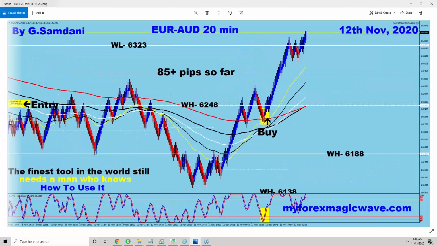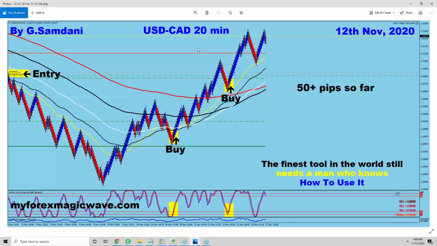Oops, and then this one, using the cat again. This was the first one that you just saw. I closed here, it dipped, and then gave me another entry, went up. And there's another entry and it went up, but this is where I close. That's 50 pip. I already made 90 pip out of this pair.